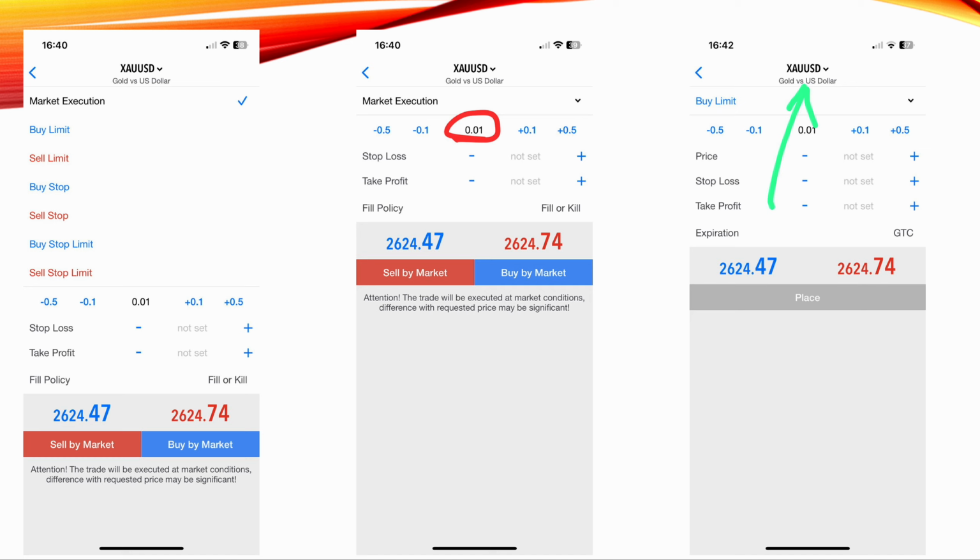Okay, we don't need to worry about gold. It's way easier, right? You can go and look at that in your own time. But if you did want to change the currency pair, you just click on where it says XAU USD, and it's going to bring up all of those currency pairs, right?